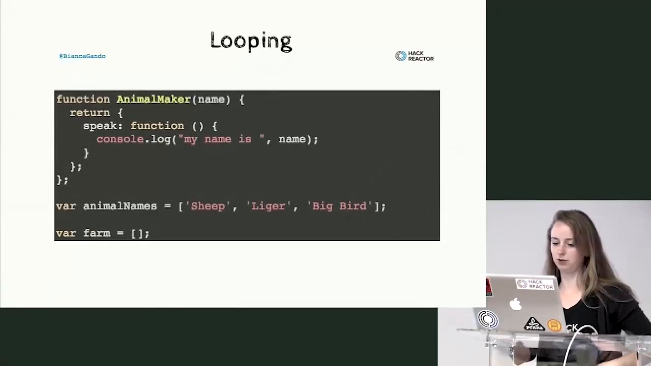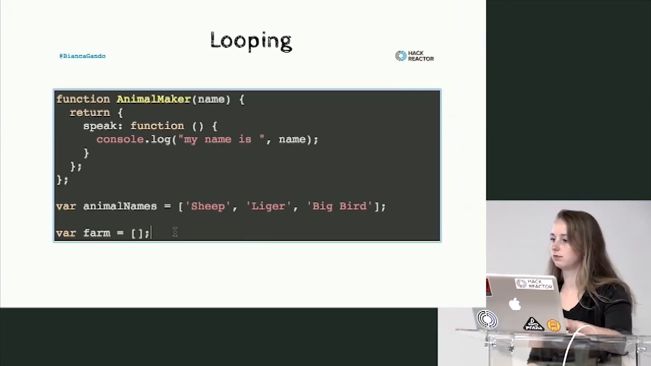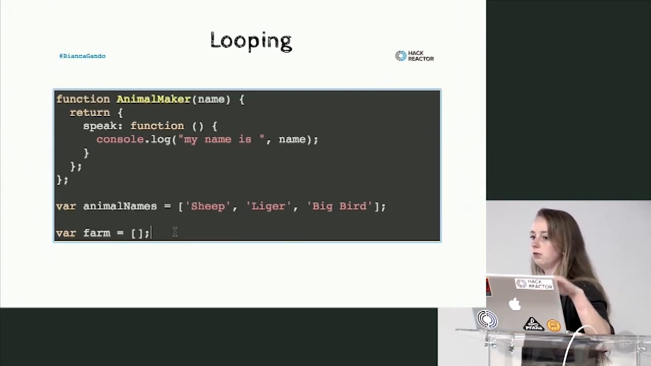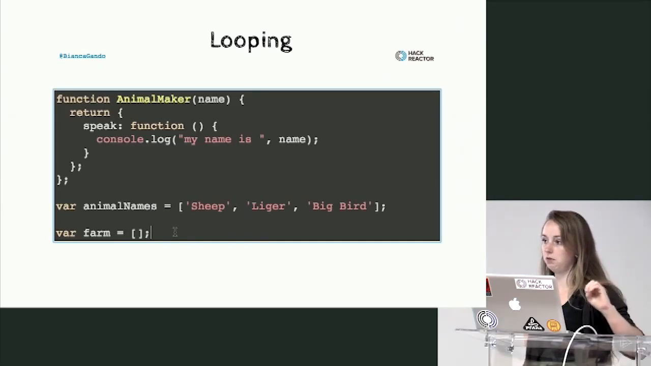Oh, I forgot to mention that you want to add it to your farm. So you want your animal objects to be in your farm, which is just an array. So when you're looping through your array, you're creating your animal objects and then adding them to your farm array.